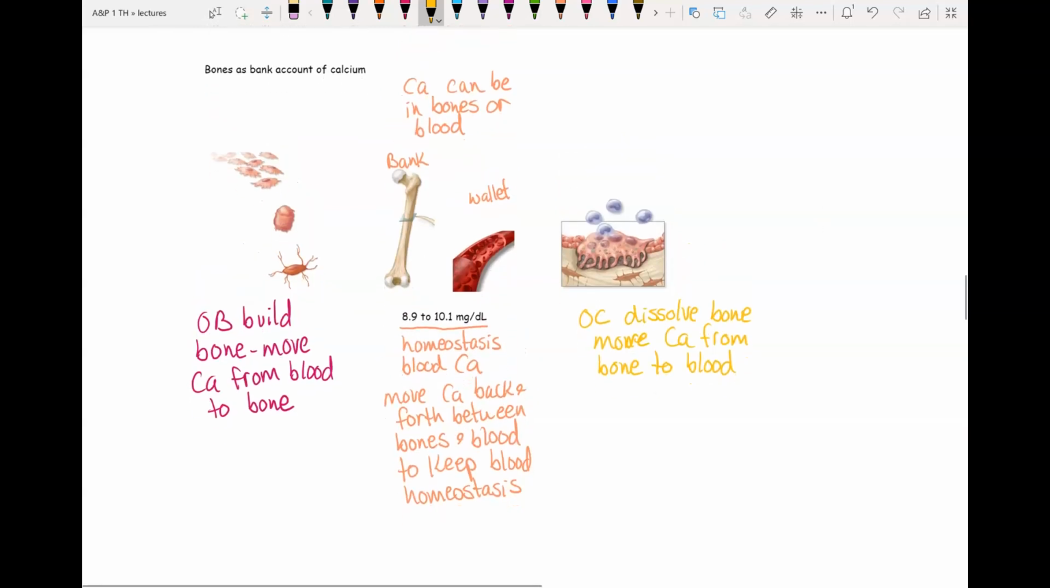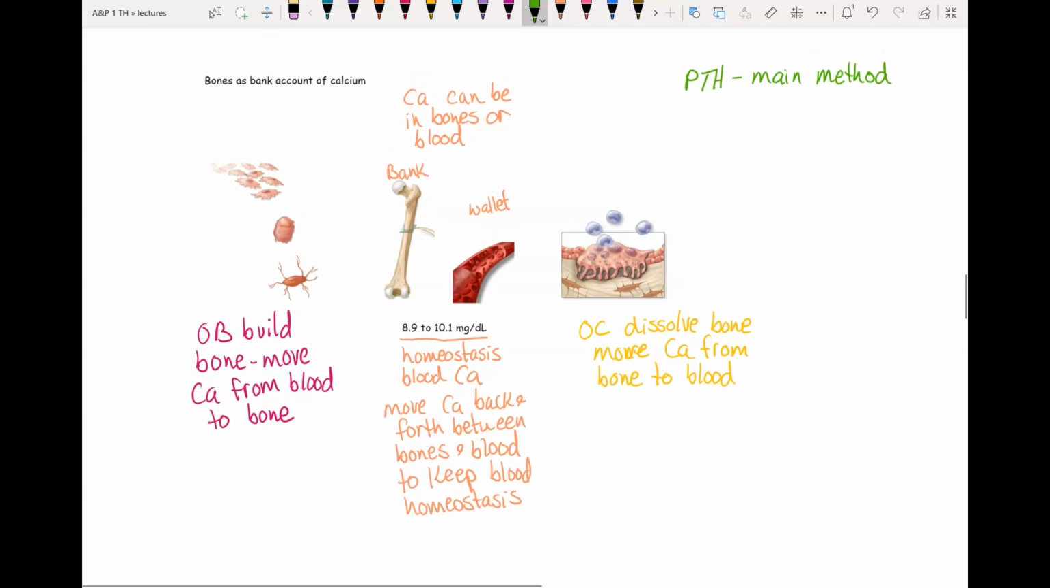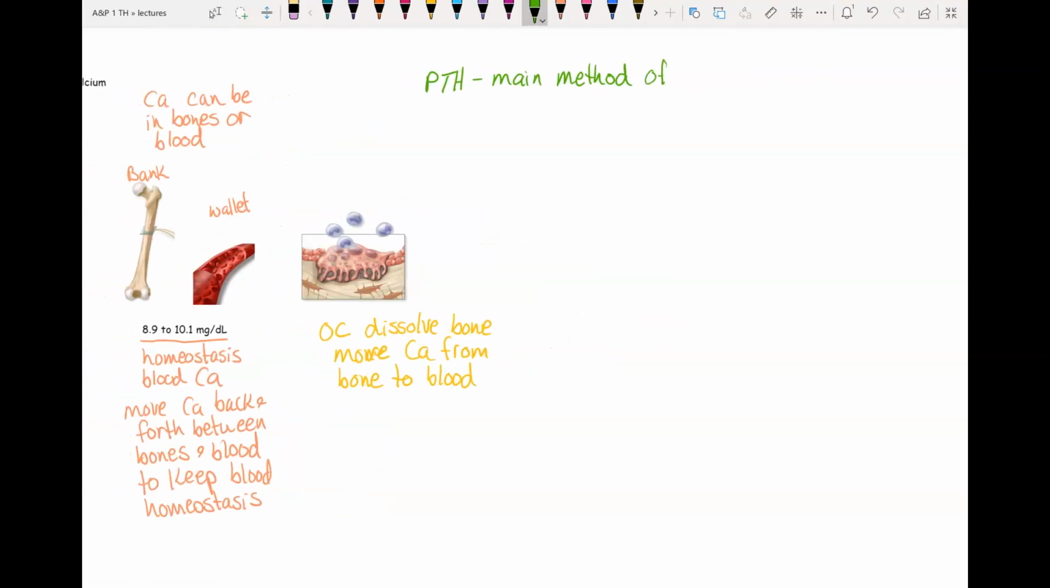The main way this is controlled is through PTH. PTH is your main method of control. It's pretty much in charge of how much calcium goes back and forth between your blood and your bones. And again, this is talking about an adult. So kids would have calcitonin, but we're going to focus on what happens in adults, so we're not even going to mess with calcitonin. We're just going to talk about PTH.